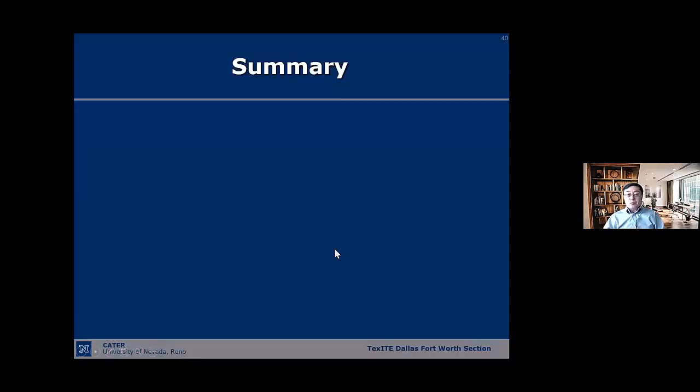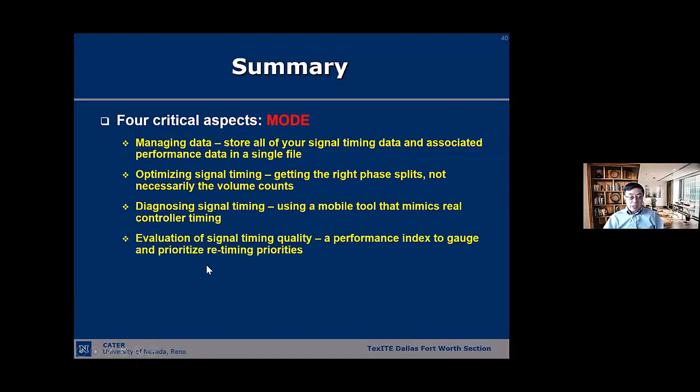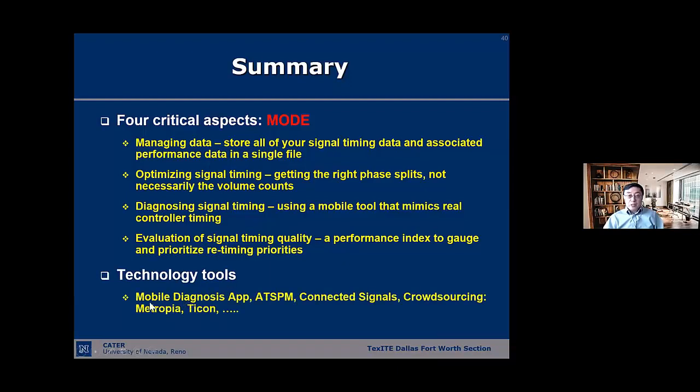But to summarize, these are the key things that I talked about. I emphasized these 4 critical aspects: managing data, optimizing with minimum data, diagnosing, and evaluating signal quality. So I showed you some technology tools that can help you on the signal timing work, right? Basically, I showed you a mobile application, ATSPM, connected signals, crowdsourcing, and Metropia and Taikon. Of course, other companies also have the potential.